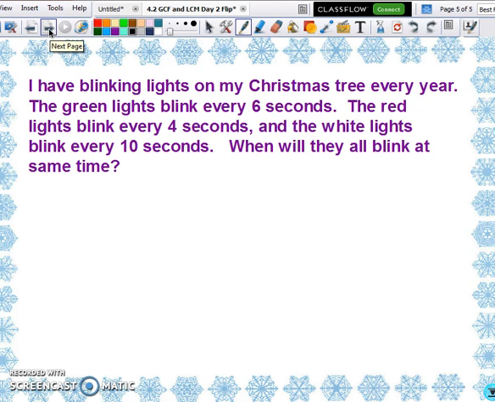So last problem. Oh, I forgot to take off my Christmas border. But I have blinking lights on my Christmas tree every year.